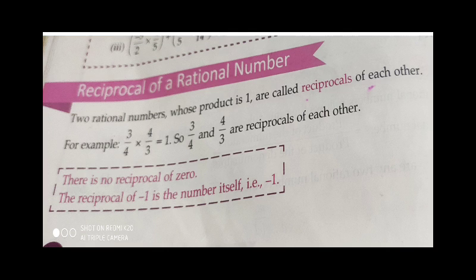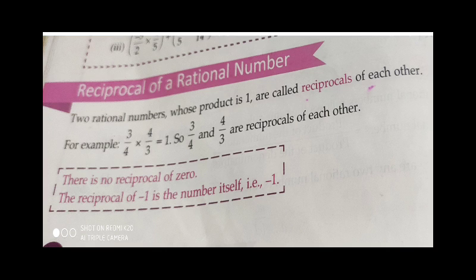For example, 3 by 4 into 4 by 3. See, 3 by 4 and 4 by 3 both are reciprocals, means ulta: numerator goes to denominator, denominator goes to numerator. If two rational numbers whose product is 1 are called reciprocal to each other, 3 by 4 multiplied by 4 by 3, so 3 cancels with 3 and 4 with 4, and that is equal to 1. So their product is 1, so they are reciprocal to each other.